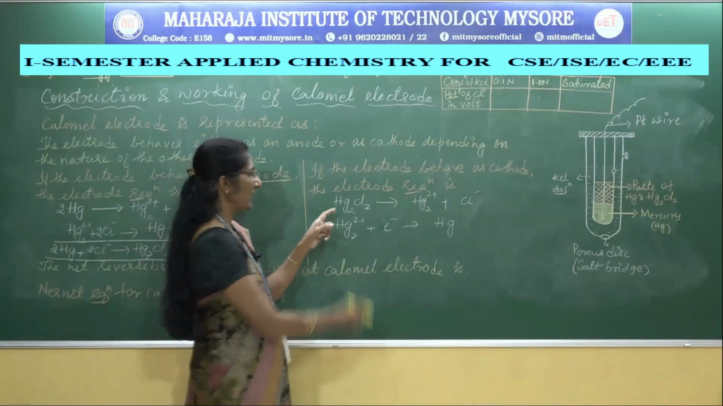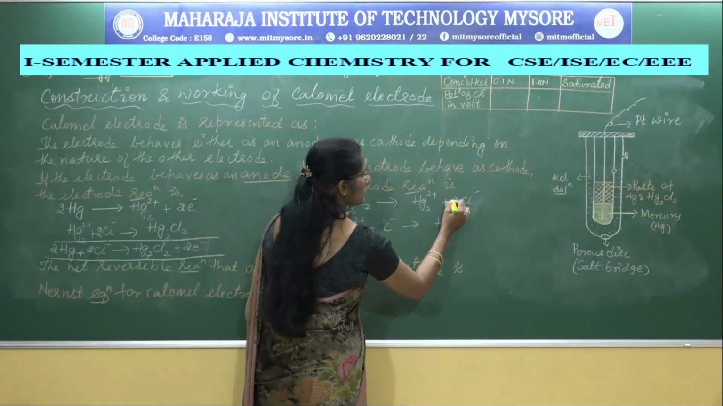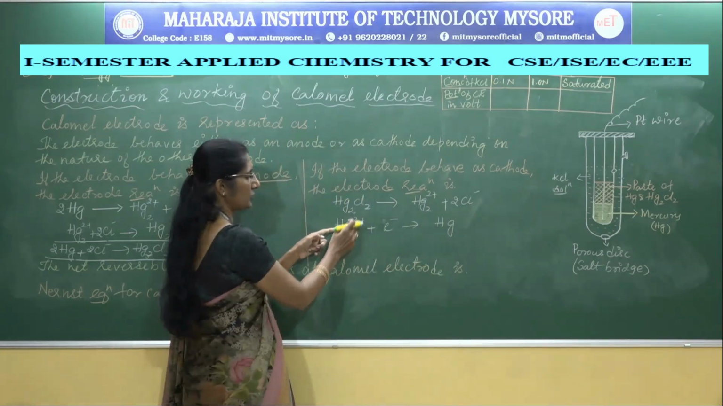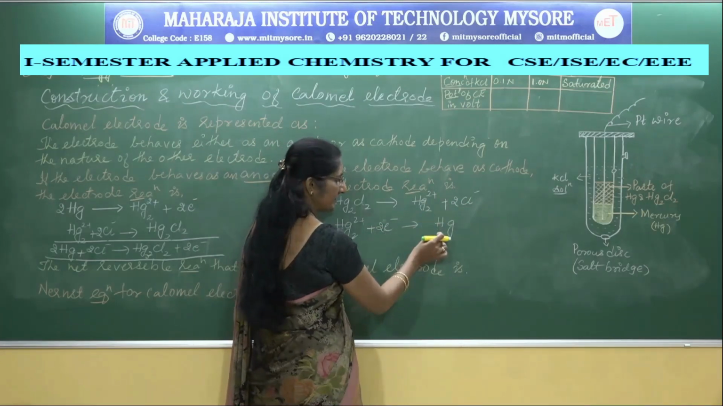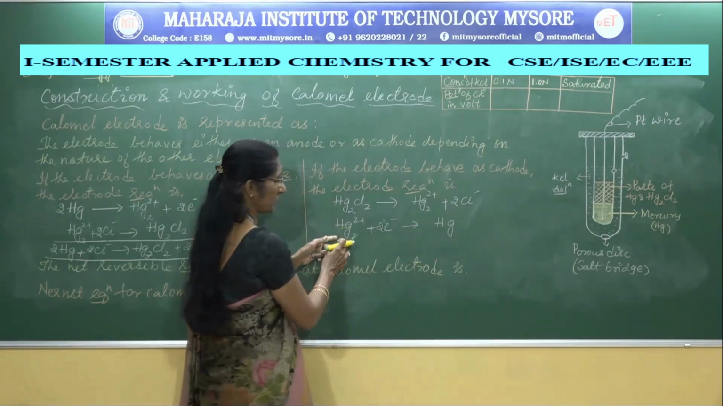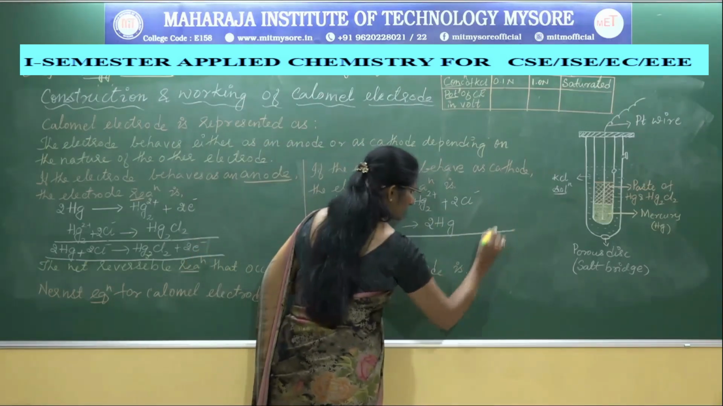Balance the equation. Observe that in the first equation chlorine is 2, so therefore put 2 here. Next, Hg2 2+ gains 2 electrons, then it is reduced to mercury. Here mercury is 2, so therefore 2Hg. What is the net reduction reaction?